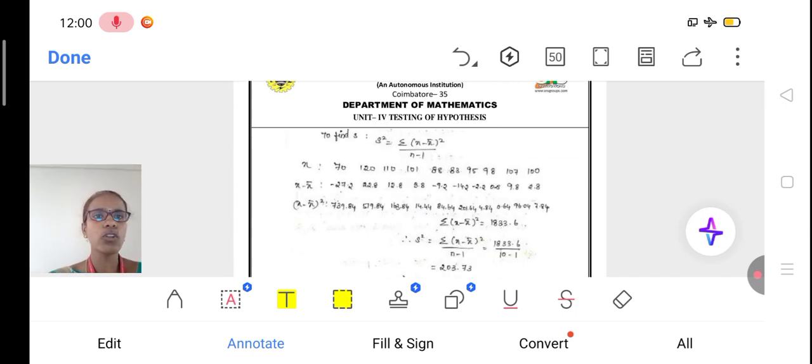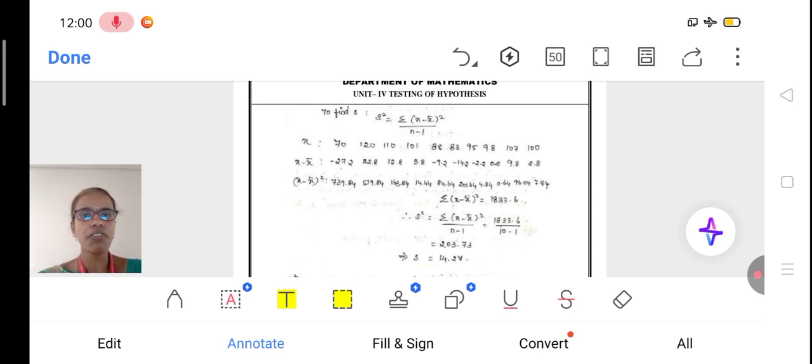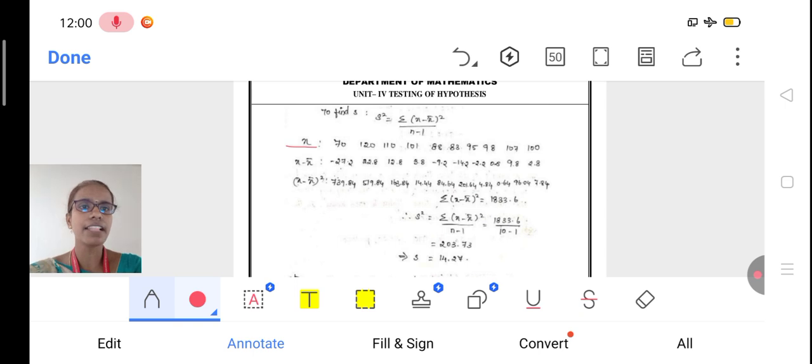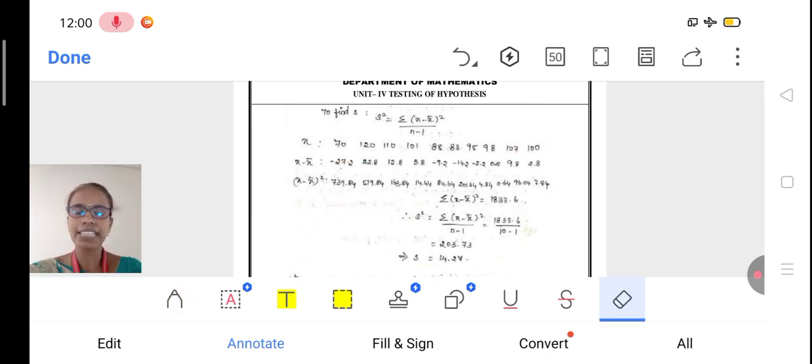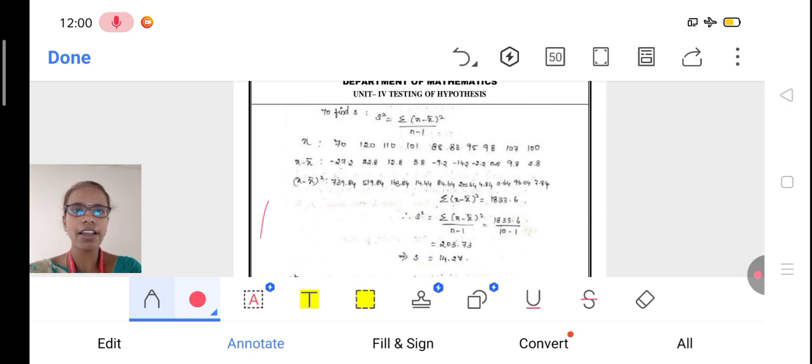Then you find what is s square. For that we need to form the table like this. You go for x. x is nothing but the given set of data. And what is x minus x bar? x bar is 97.2, right? Yes. So you can use the calculator: Alpha, x, minus 97.2. This way you use it in the calculator and press the calc button. It will ask different values of x. You give the x value and write the answer. Then just complete this table.